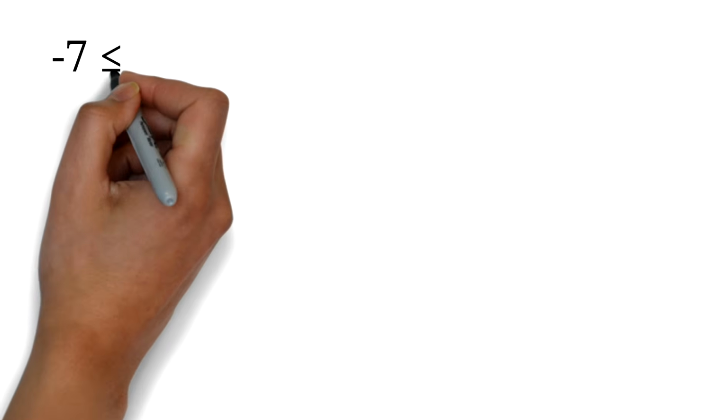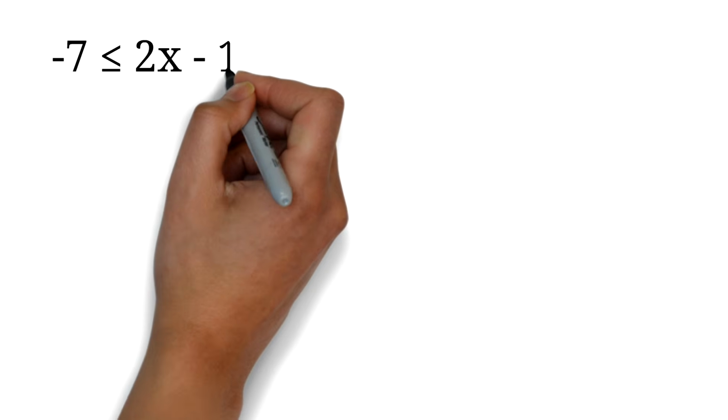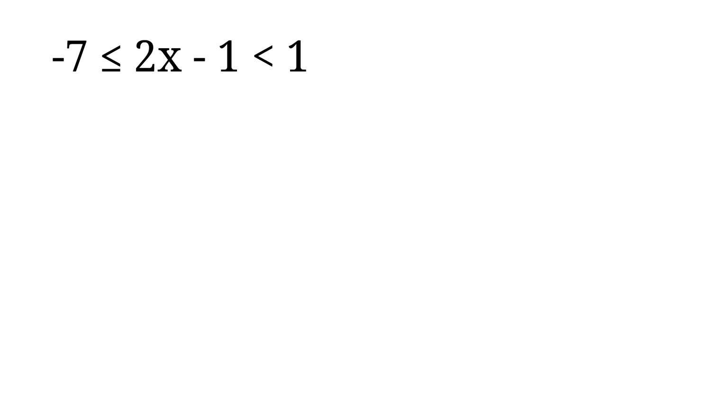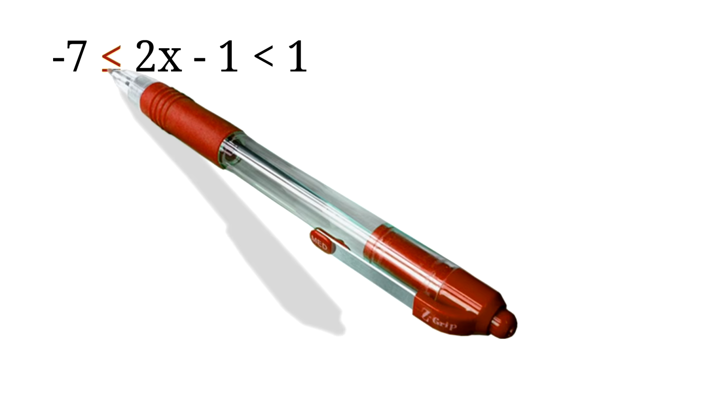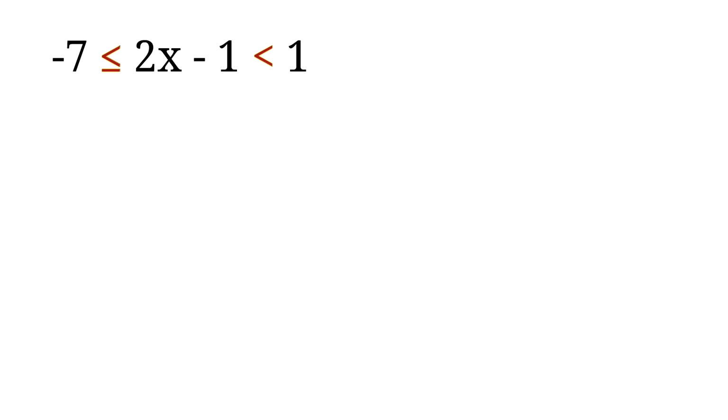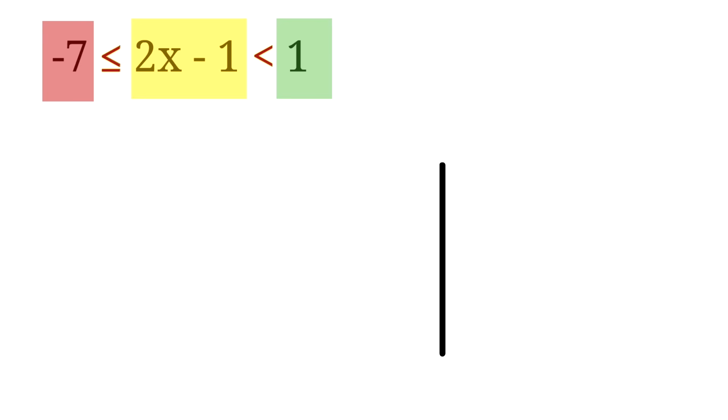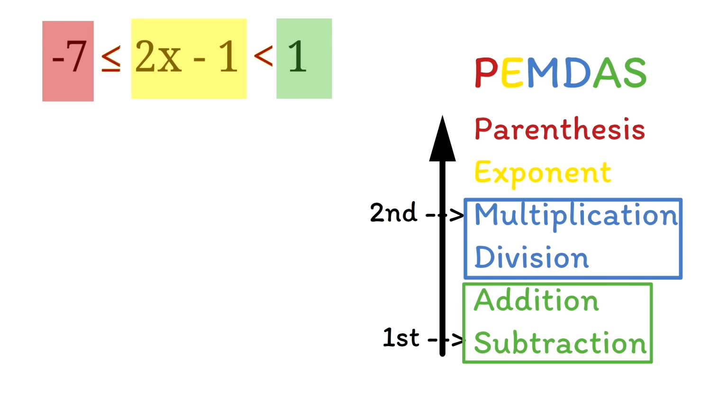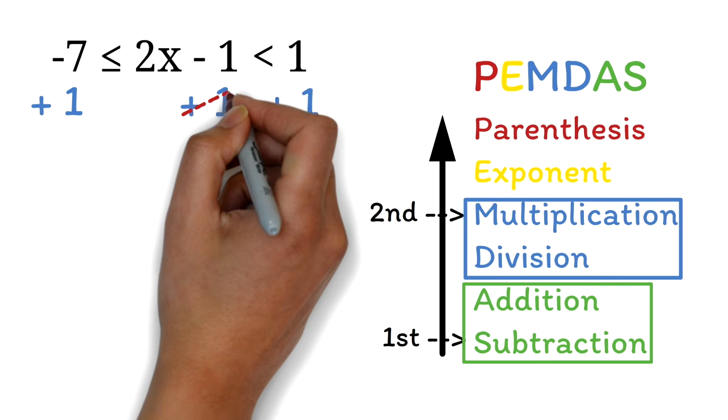Negative 7 is less than or equal to 2x minus 1 and less than 1. Notice that we have two inequality signs. This gives us three sides. To solve this inequality, just like we do when solving two-step equations, we will use the reverse order of operations in PEMDAS. So we first add 1 to all three sides of the inequality to get rid of this 1.